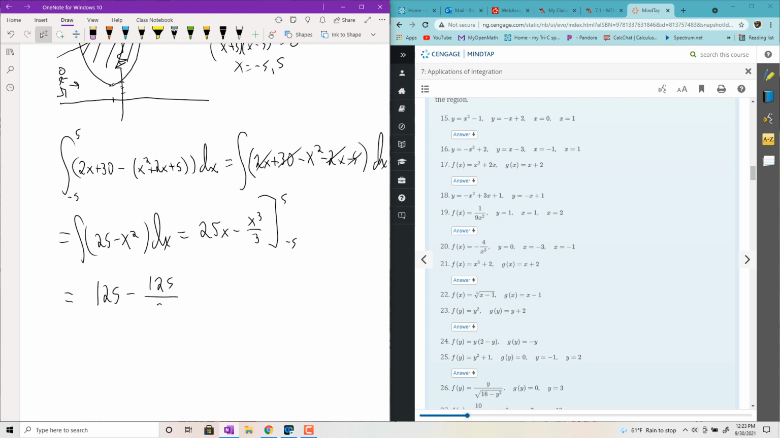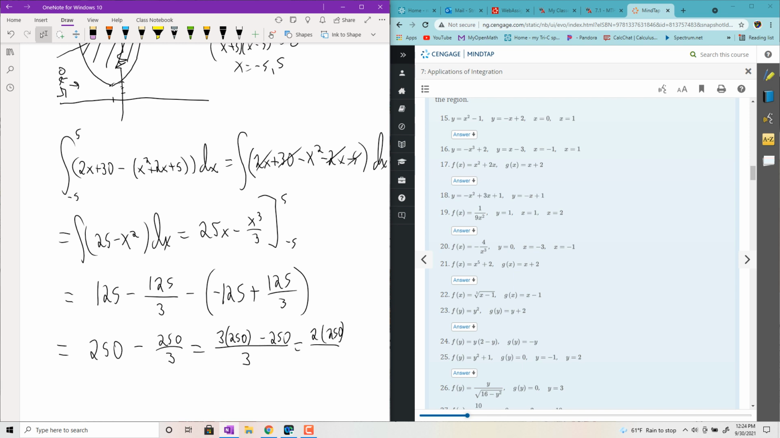5 cubed is 125 over 3 minus, plugging in a negative, so now I get negative 125, and then plus 125 over 3. That will leave me with 125 plus 125 is 250 minus 250 all over 3, and then find a common denominator, so you get 3 250s minus 1 250s over 3, which is 2 250s over 3, which is 500 over 3 at the end of the day.